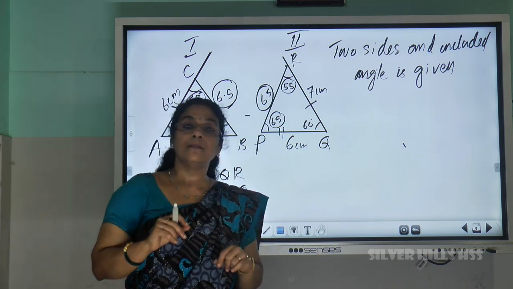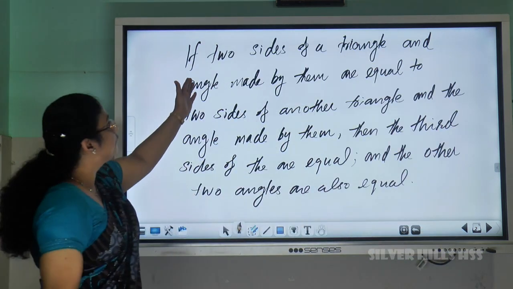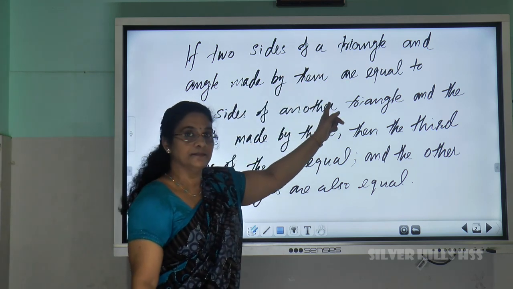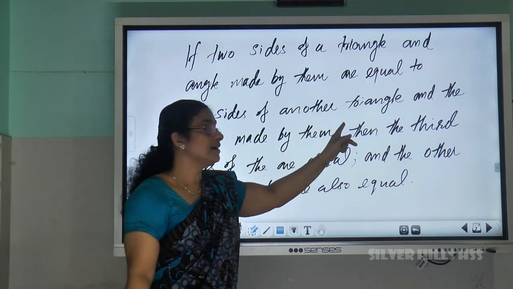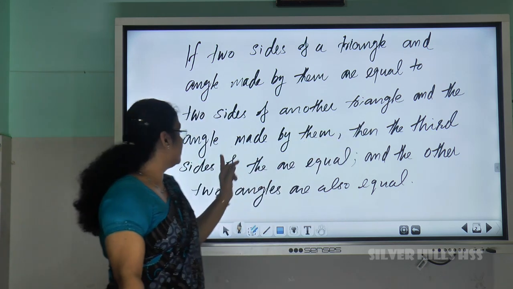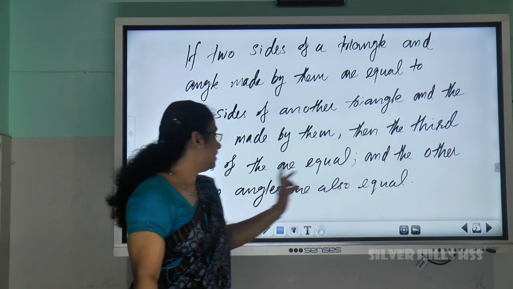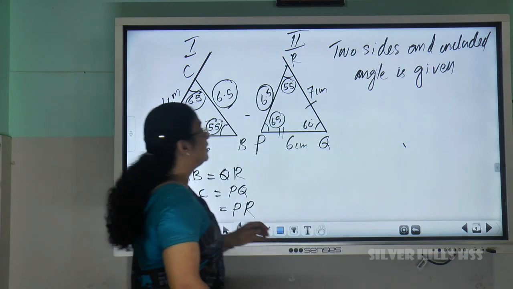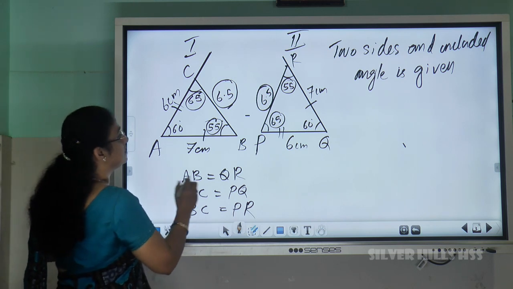That means the second property says if two sides of a triangle and the angle made by them are equal to two sides of another triangle and the angle made by them, then the third sides of the triangles are equal and the other two angles are also equal. Here, see, sides we wrote and next we can write the angles.